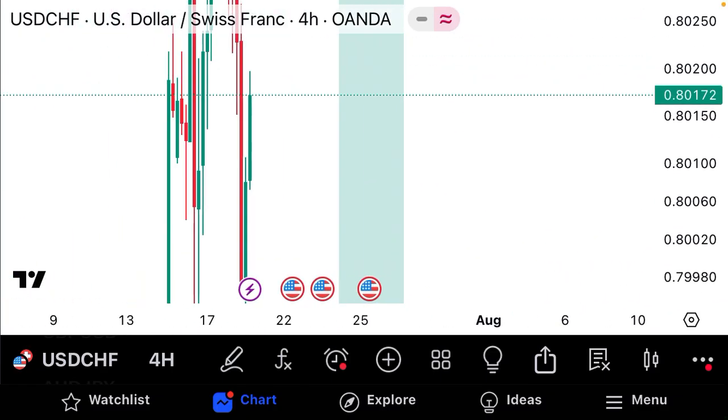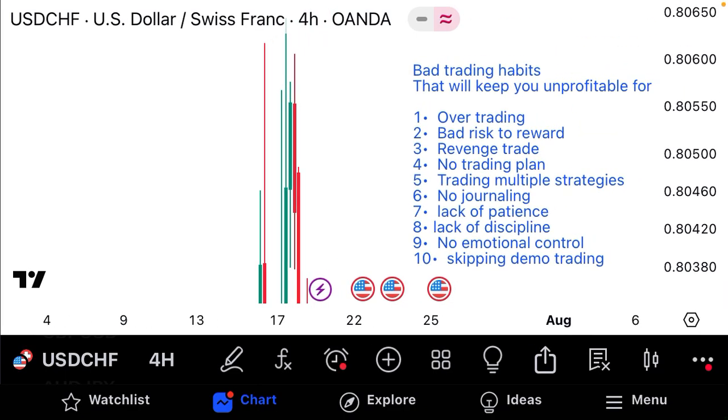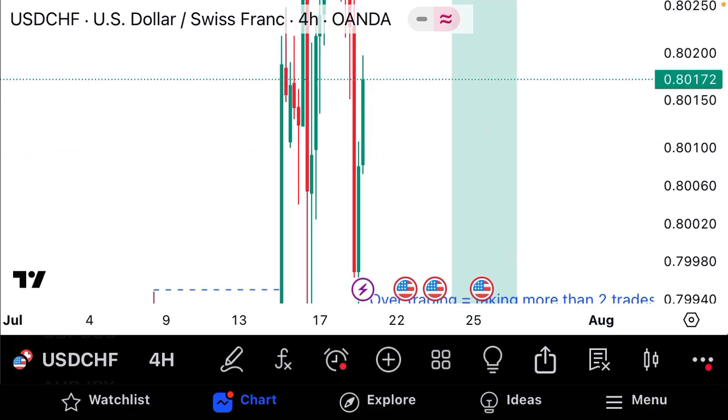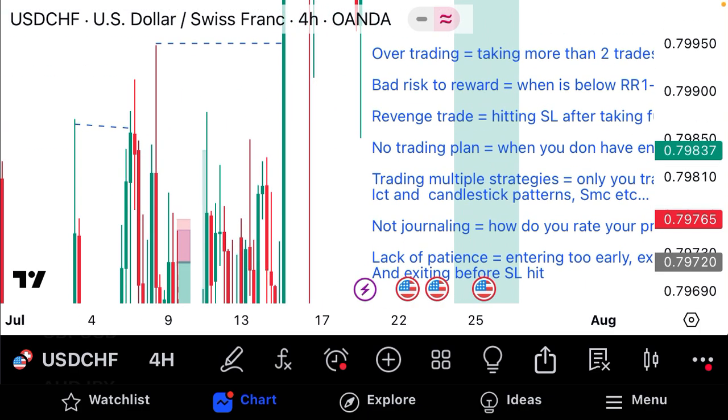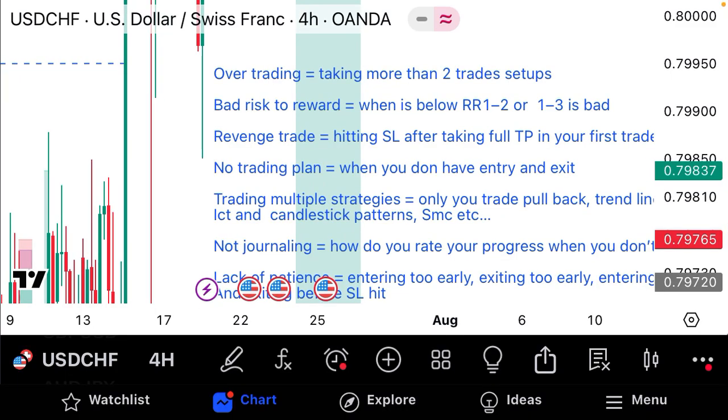So the second bad trading habit is bad risk to reward. This one, everybody will know about this one. This one is risk management. You cannot be risking. Okay, here my definition of bad risk to reward is when it is below risk to reward 1:2 or 1:3. For me, I normally do 1:3. I don't do 1:2. But when you are doing ratio 1:1, it's very bad.